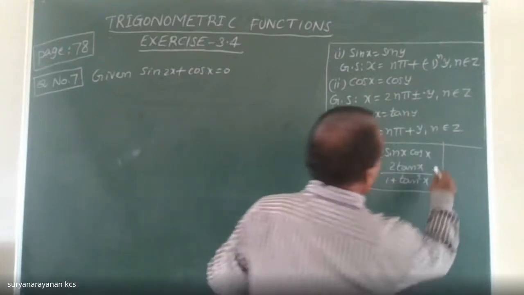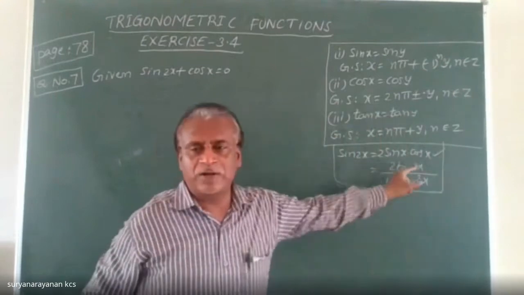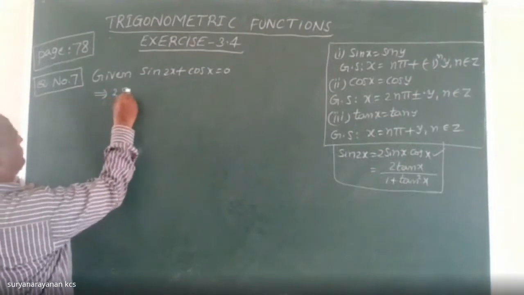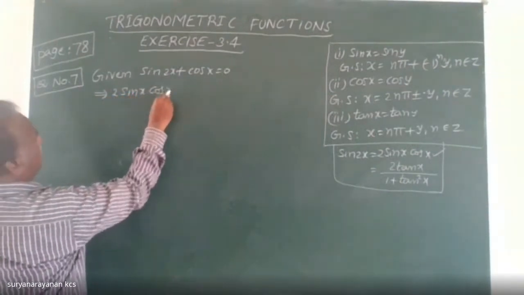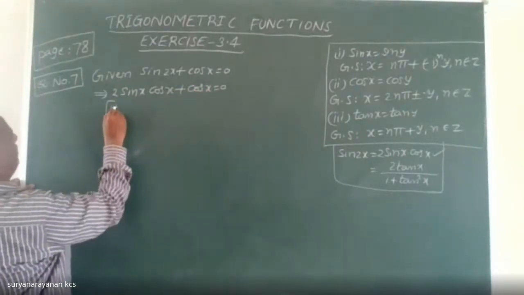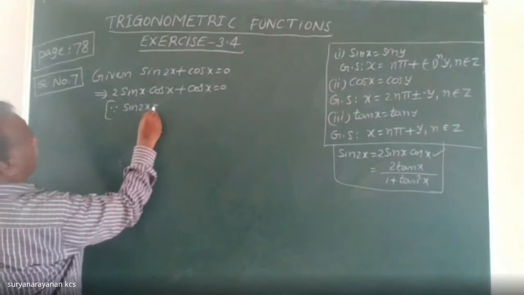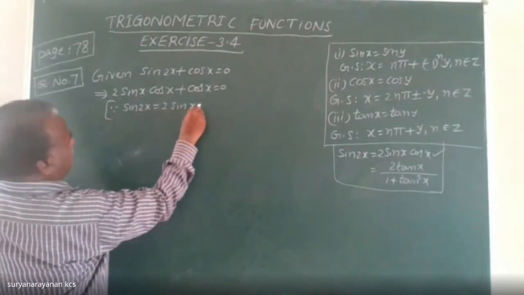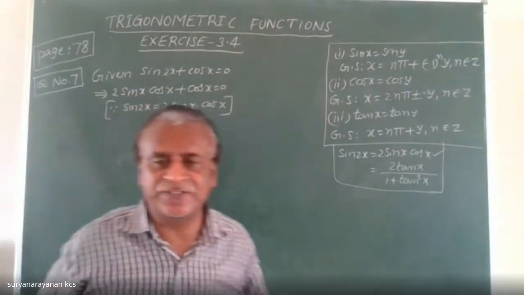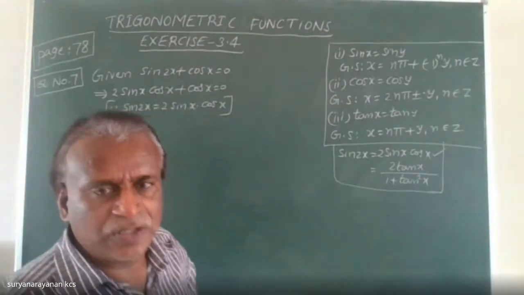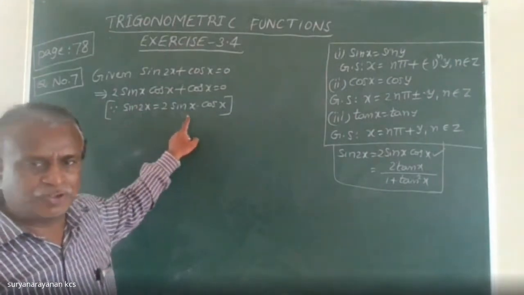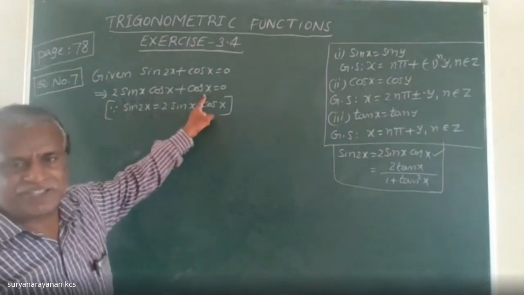So for the question, we use this formula. Sin 2x plus cos x is equal to 0, where sin 2x is equal to 2 sin x into cos x. By using this formula, sin 2x is equal to 2 sin x into cos x, we wrote this step.